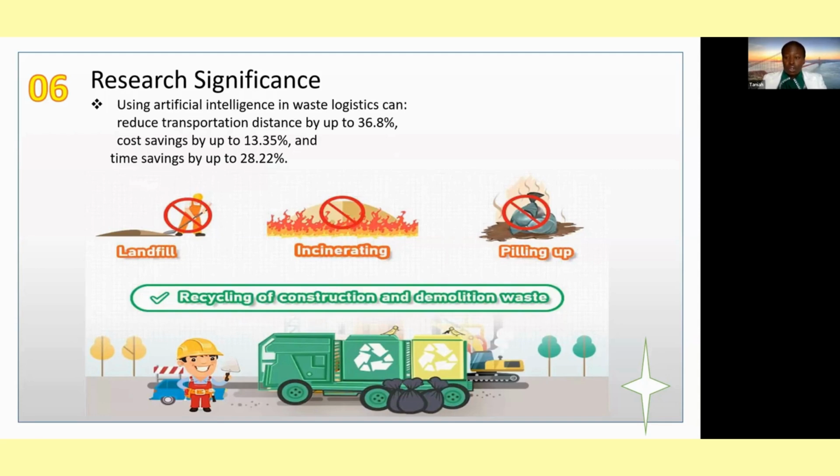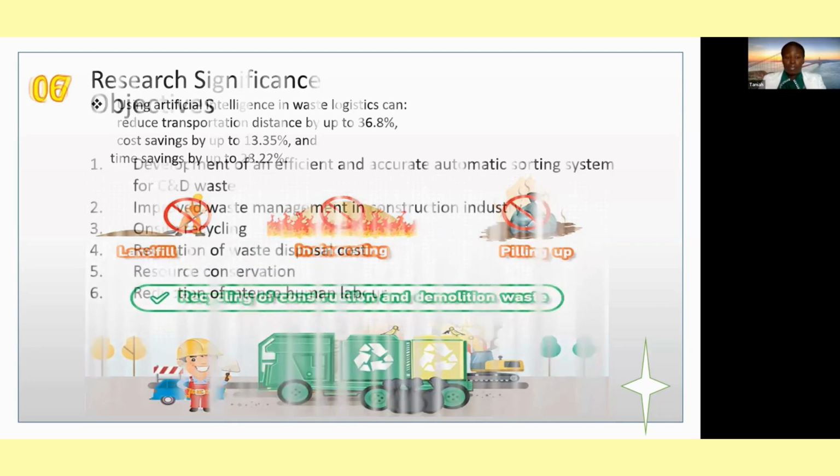And also by having this automatic sorting machine, we'll be able to reduce the landfill waste and stop the waste treatment process called incinerating, which contributes to air pollution by producing flue gas emissions. And also we can reduce the piling up of waste on our natural resources.